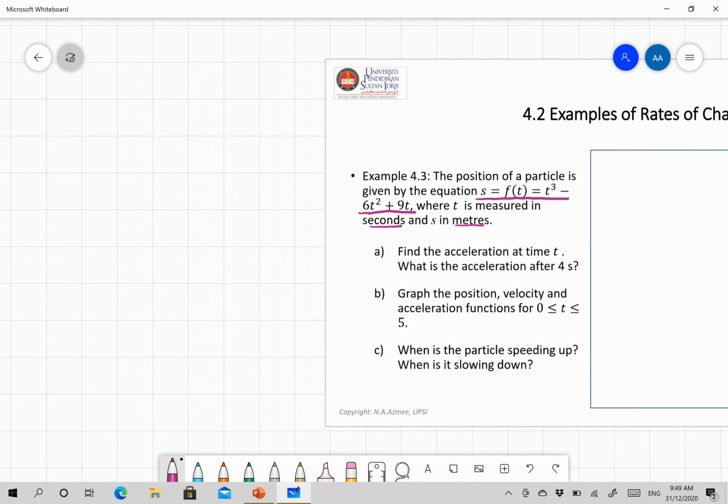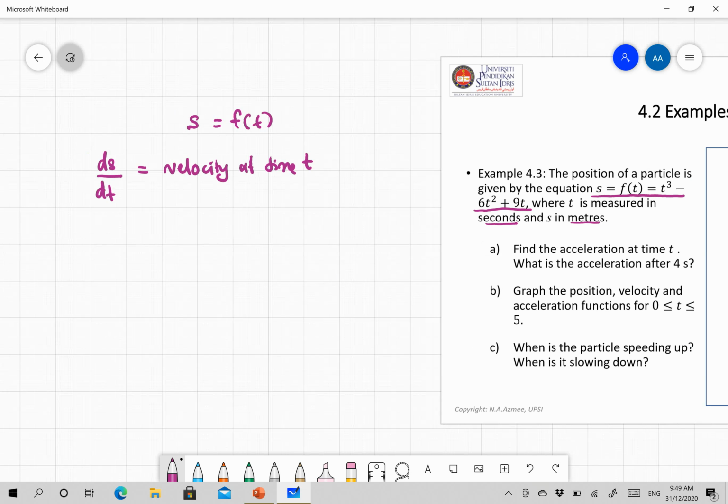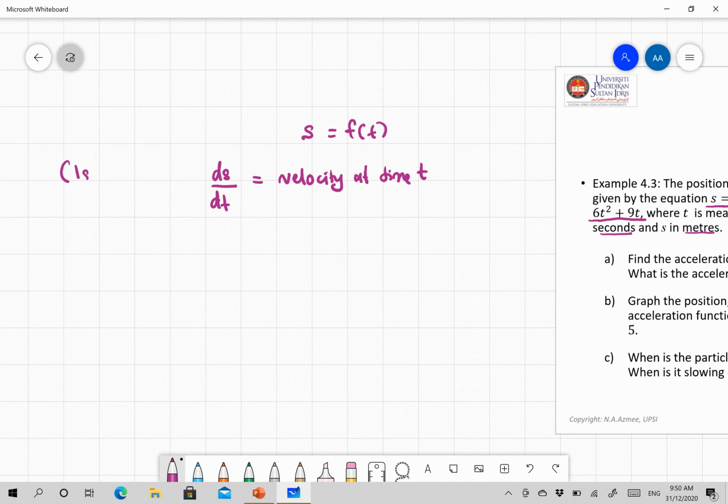If you have the position function s equals f(t), and you differentiate this function one time, the result is going to be ds/dt, and this is just the instantaneous rate of change of displacement with respect to time, and we can call it simply velocity at time t. So here is the result of the first derivative. You differentiate this function one time.